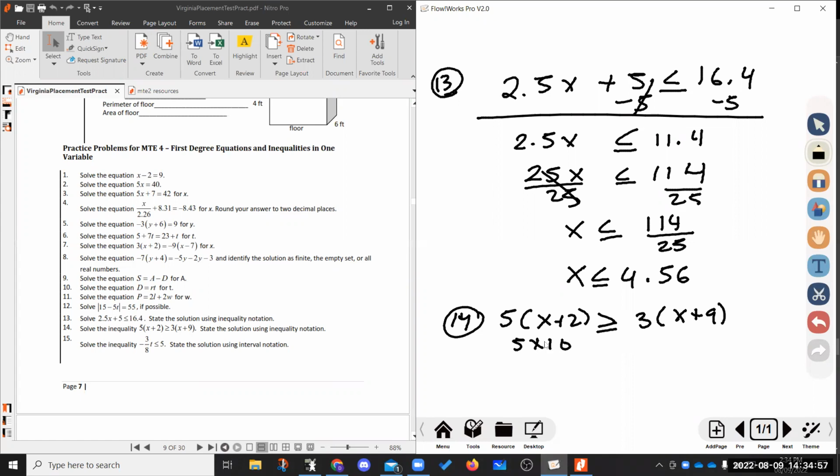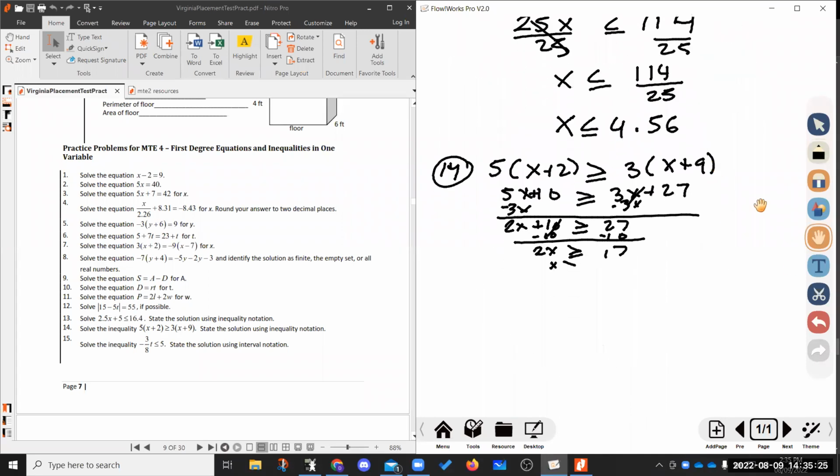5x plus 10 is greater than or equal to 3x plus 27. I'm going to bring the x's over to the left by subtracting 3x from both sides. When I do that, 2x plus 10 is greater than or equal to 27. Subtract 10 from both sides. 2x is greater than or equal to 17. X is greater than or equal to 17 halves, which is the same thing as x is greater than or equal to 8 and 5/10.